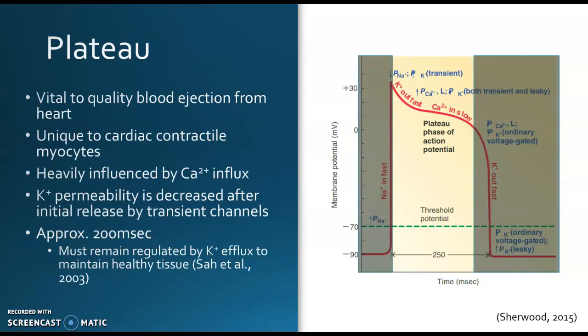So when our cell hits that peak potential, so that very topmost point on the graph where depolarization ends, that peak potential is going to trigger another class of potassium channels to open. So our leaky channels are open when it's at rest. Then depolarization happens. When we hit that peak, it opens some potassium channels that are called transient channels.